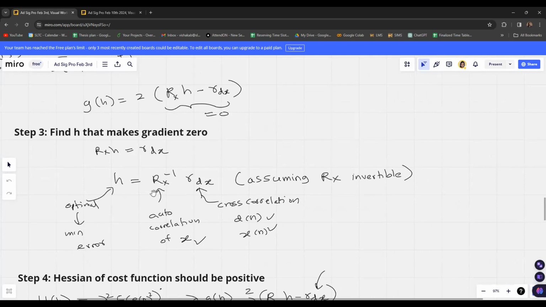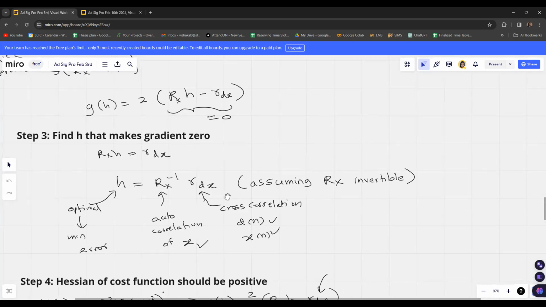In here the autocorrelation of the input signal is taken into account. Then the cross correlation of the desired and input signal is taken into account. And using those two matrices, we can find the filter coefficients. So this is the Wiener-Hopf equation. This Wiener-Hopf equation can be used to find optimal filter coefficients.